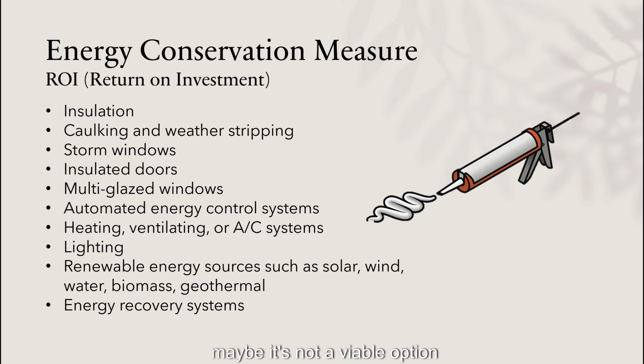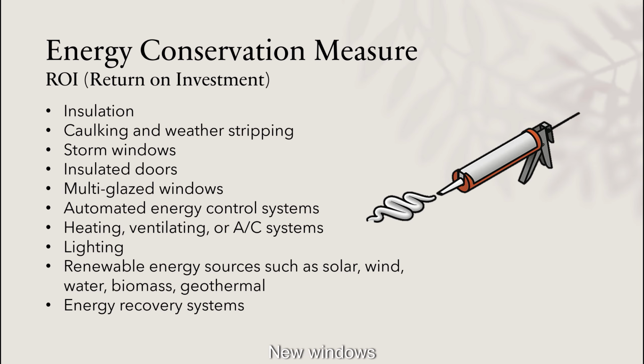Well then maybe it's not a viable option at this point to replace it. But there are simple things that you can do to minimize the amount of energy loss. Insulation, for example, we can increase the insulation level inside of our attic space, maybe inside of our walls. Caulking and weather stripping. If we have a crack, right, that's air leakage. Sealing that off with caulk or spray foam or something like that makes a big difference.